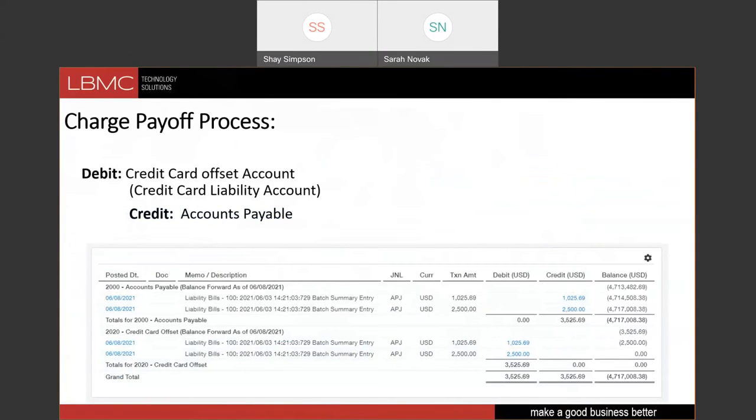All right, so what's this doing from a general ledger perspective? It is debiting the credit card liability account, and it is crediting accounts payable. Okay?